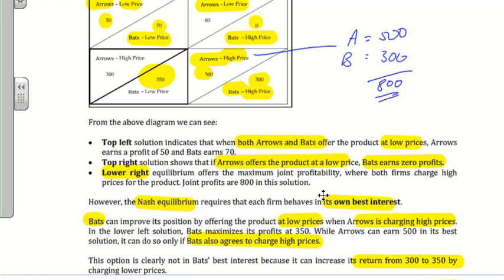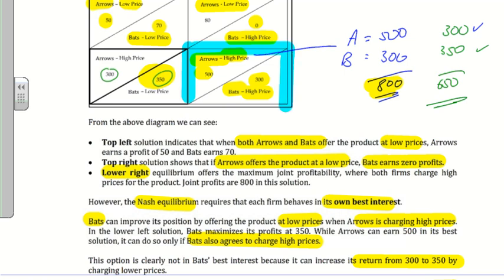But if you go to the bottom left over here, now what happens? Arrows makes 300 and Bats makes 350. Now we've got a problem, don't we? Because what's going to happen? Total profits made are 650, but what's going to happen? Here, Bats makes more, 350, and here, Arrows makes more. But overall, this particular scenario, which is this one over here, let's change its color. That's where the most amount of profits are made.